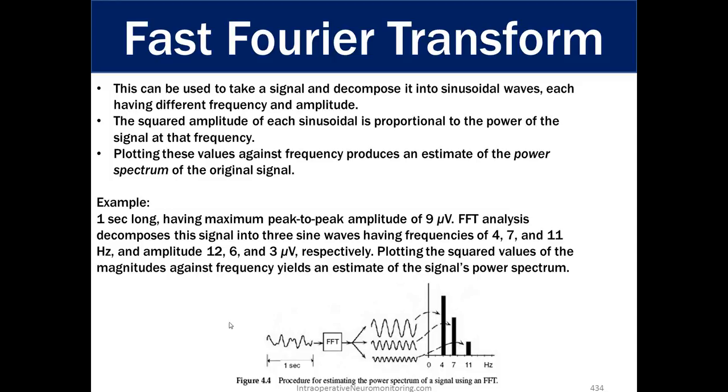So here we have our raw EEG, it goes through our fast Fourier transform, pulls out the three different waves that we see and the amplitudes accordingly, and plots it on this graph after putting it through the squared value calculation. And this is a picture depicting the power spectrum of a single sinusoidal wave.